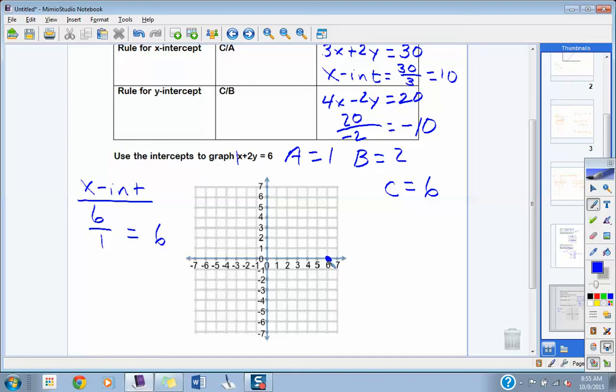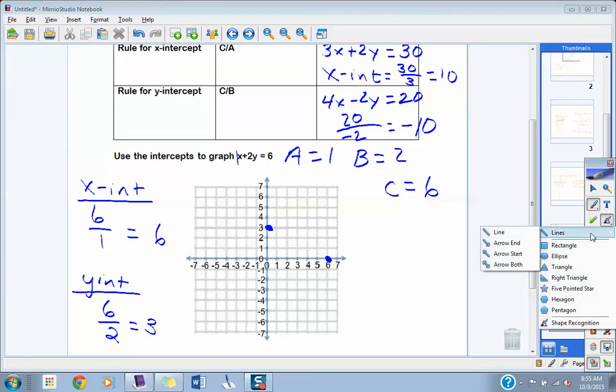How much is your y-intercept? What's the definition for finding the y-intercept? C divided by B, right? So 6 over 2, which is 3. The y-intercept is 3. You have your 2 points. What are you going to do? Plot it. Once you've got it, the nice part is this.